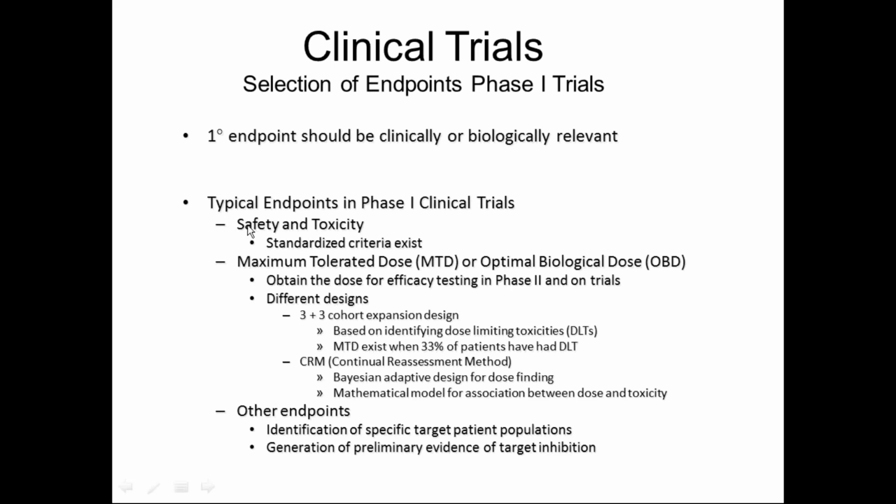Remember we said these are typically safety and toxicity. A lot of that can be descriptive. There's standard criteria that exist. The others are the dose of the drug. We're trying to define the dose that we want to take forward into phase 2 studies. It may be related to toxicities, so we're looking for the maximum tolerated dose, or it may be related to biological activity. There are different types of designs.